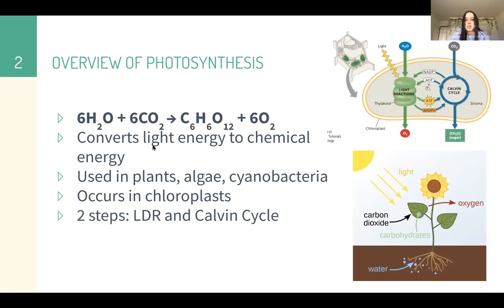And in plants, it occurs in the chloroplast. So you can see a picture of the chloroplast on the top right. And there are 2 steps to photosynthesis. The first is the LDR, which stands for light-dependent reaction, and then it goes through the Calvin cycle.